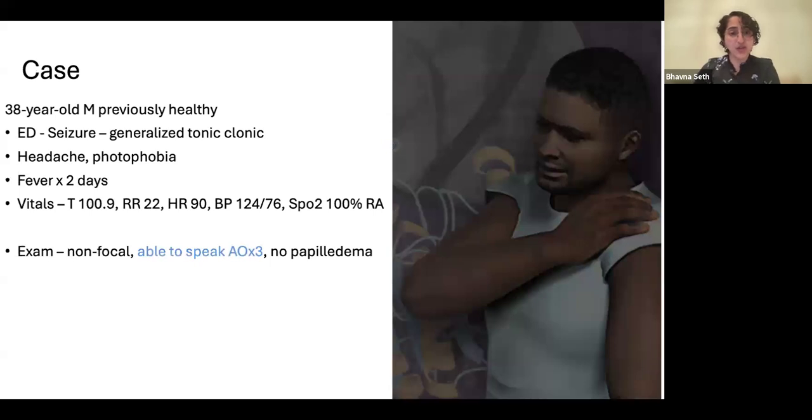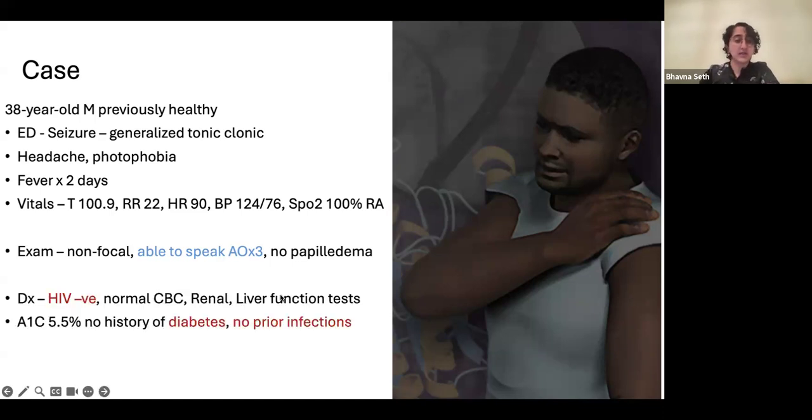So just to help us learn through today, I'll be walking us through a case throughout the talk. We have a 38-year-old gentleman who presents to your emergency department with a new onset seizure. It resolved spontaneously by the time you assessed him, but he was endorsing a headache, had some photophobia, and a recent fever. His vital signs were overall stable except for a fever, and his exam was also quite unremarkable. There was no papilloedema, neurological assessment was non-focal, and he was speaking in full sentences, so protecting his airway.